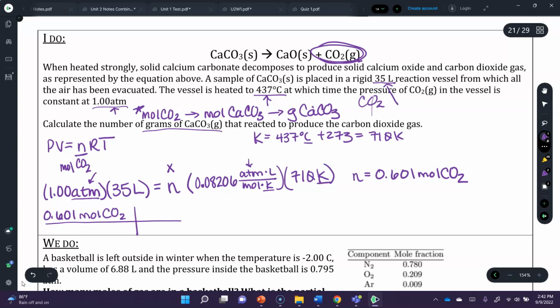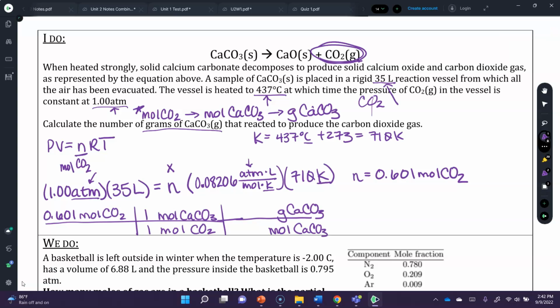I can convert it, and so I said first I need to go to moles of calcium carbonate, and then I can go to grams of calcium carbonate. I drag units diagonal so that they cancel as I go towards my goal. So moles to moles is my mole ratio, which is from the reaction, and I check and it is balanced, so I say 1-to-1 ratio there.